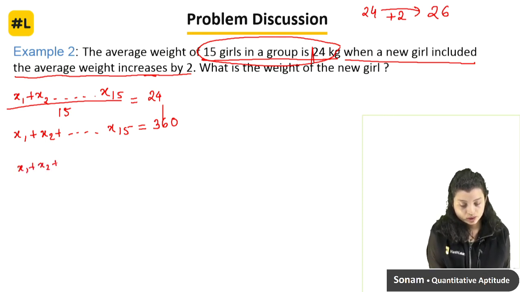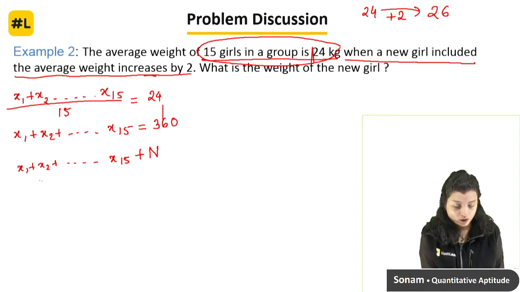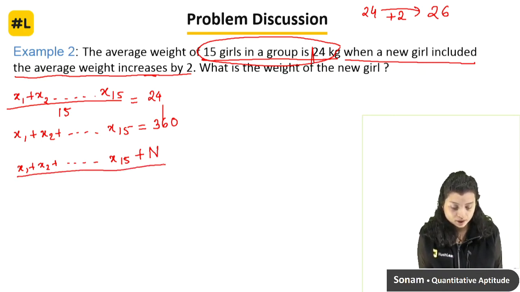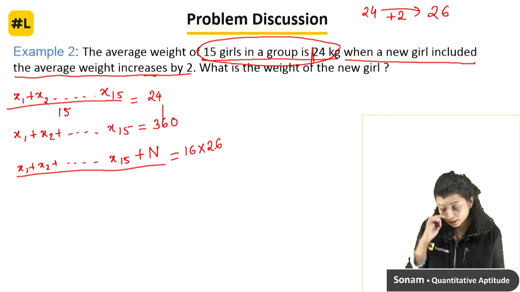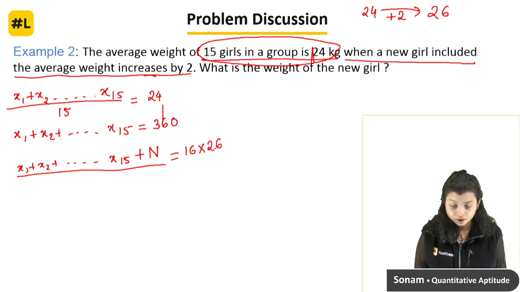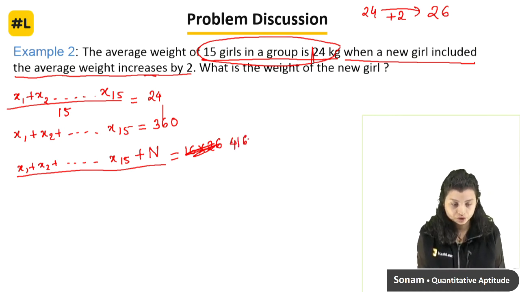x1 plus x2 plus till x15 plus the new girl, because 16 people are there now. And what I will write here in the denominator is 16, correct? But instead of increasing my steps, I have to work on time management also. So what I will do is directly do 16 into 26 here. When I multiply 16 into 26, what will I get? I will get 416, right? If you have confusion, you can solve it and check.